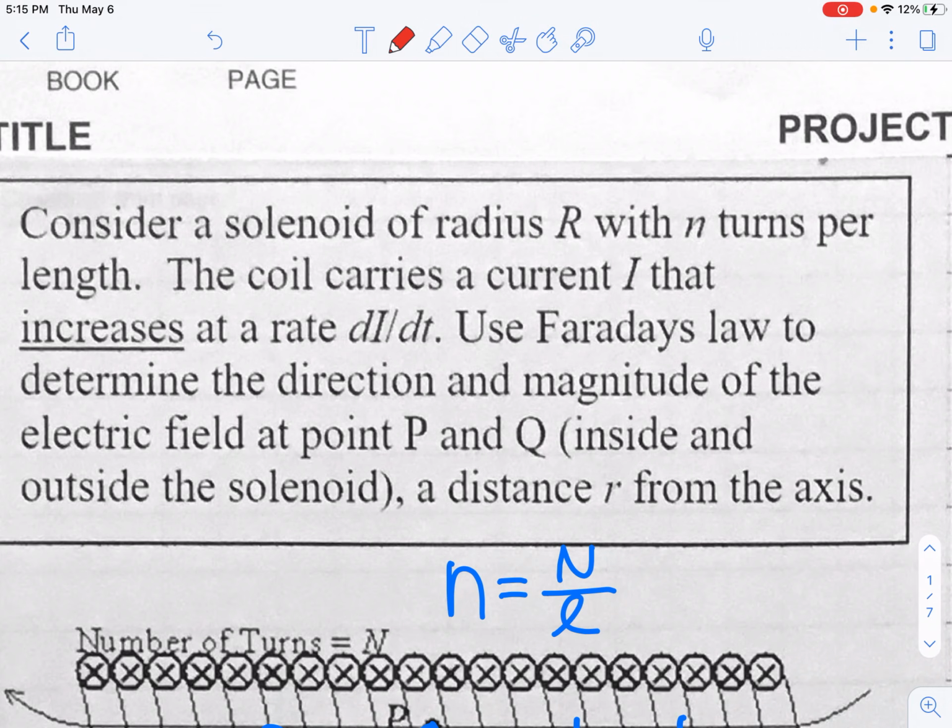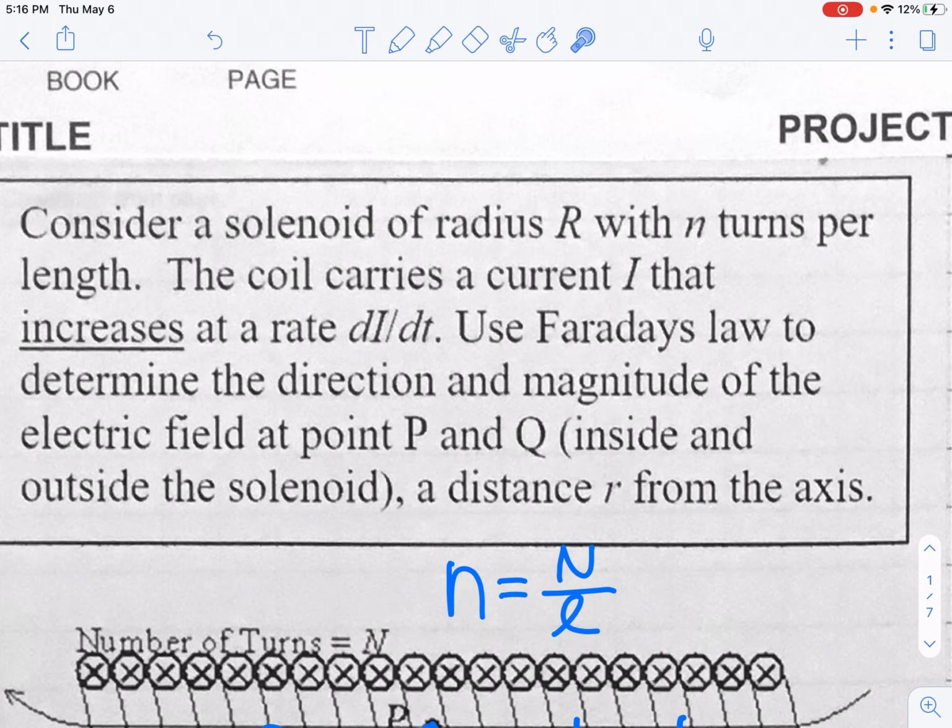Alright, so finishing up the last unit in the notebook here. Solenoid, radius r, n turns per length. Remember, little n is different than big N. Little n is the total turns divided by the length. Don't get those confused when you see them in formulas.